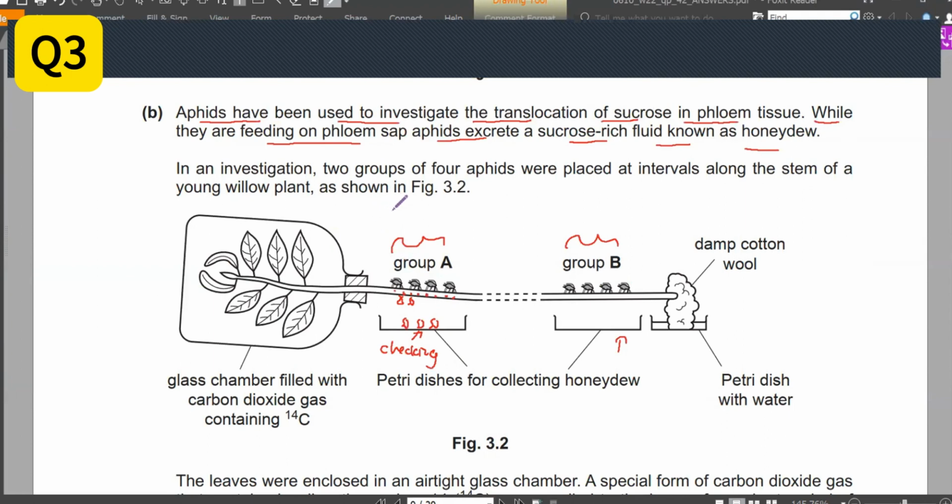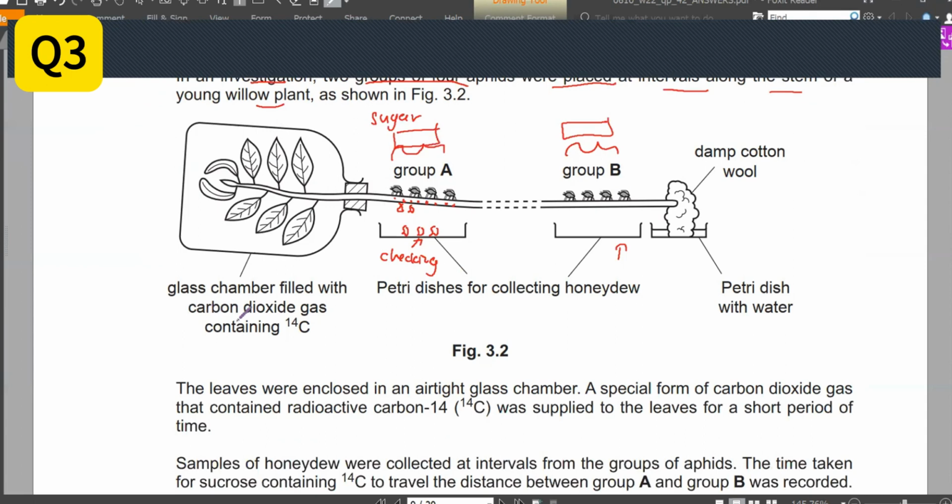We know sugar is transported by the phloem. So we want to find out how effective the phloem is as a transport vessel, how long it takes to get from one part of the stem to another part. So in the investigation, we have two groups of 4 aphids placed at intervals along the stem.